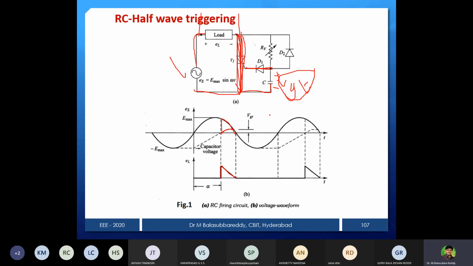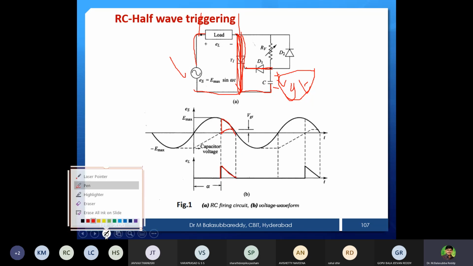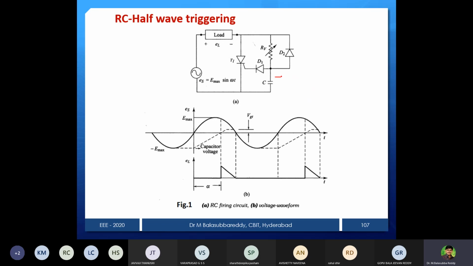And again, during the negative half cycle, what will happen? Because the upper is plus and the lower is minus, now again the capacitor is charging in this path, D2 and then source. Then again it will become negative. It will hold negative. Then the positive side, it will charge through RV.